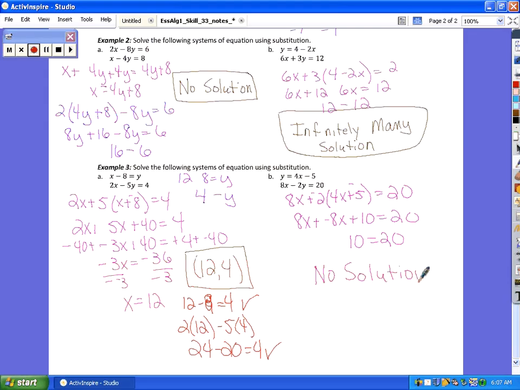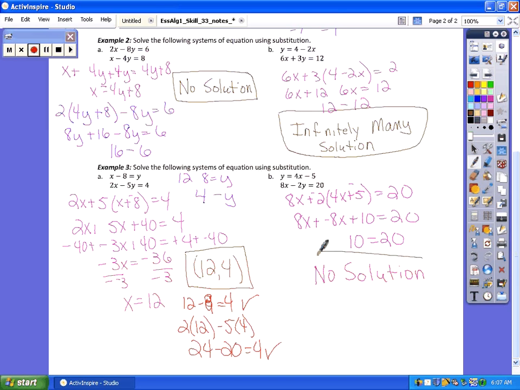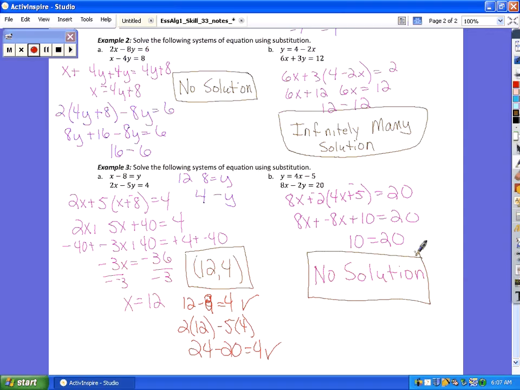Once again, if we were to graph those, I would have two of the exact same line. And that is the end of skill 33.